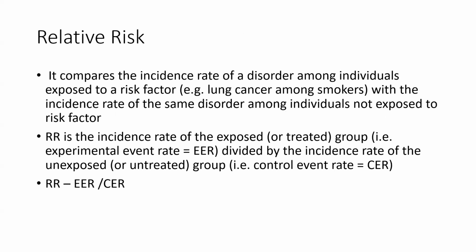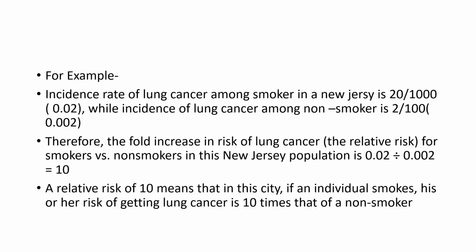Then the relative risk. It compares the incidence rate of the disorder among individuals exposed to a risk factor with the incidence rate of the same disorder among individuals not exposed to the risk factor. So relative risk is the incidence rate of the exposed group divided by the incidence rate of the unexposed group. That is, relative risk is the experimental event rate upon the control event rate.